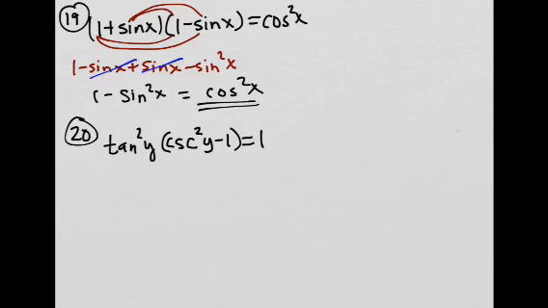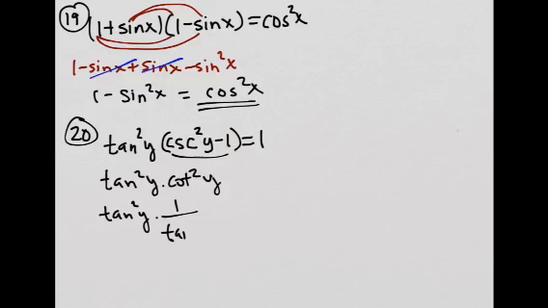For number 20, I'm going to substitute this with the Pythagorean identity. You know, this is part of a Pythagorean identity. Cosecant squared y minus 1 equals cotangent squared y. So I bring down the tangent squared y, and then this here becomes cotangent squared y. And so I can switch either one of them. It doesn't matter which one. I'll just switch out the second one. Tangent squared y times 1 over tangent squared y. That's what cotangent equals. And so now I have tangent over tangent, which equals 1.